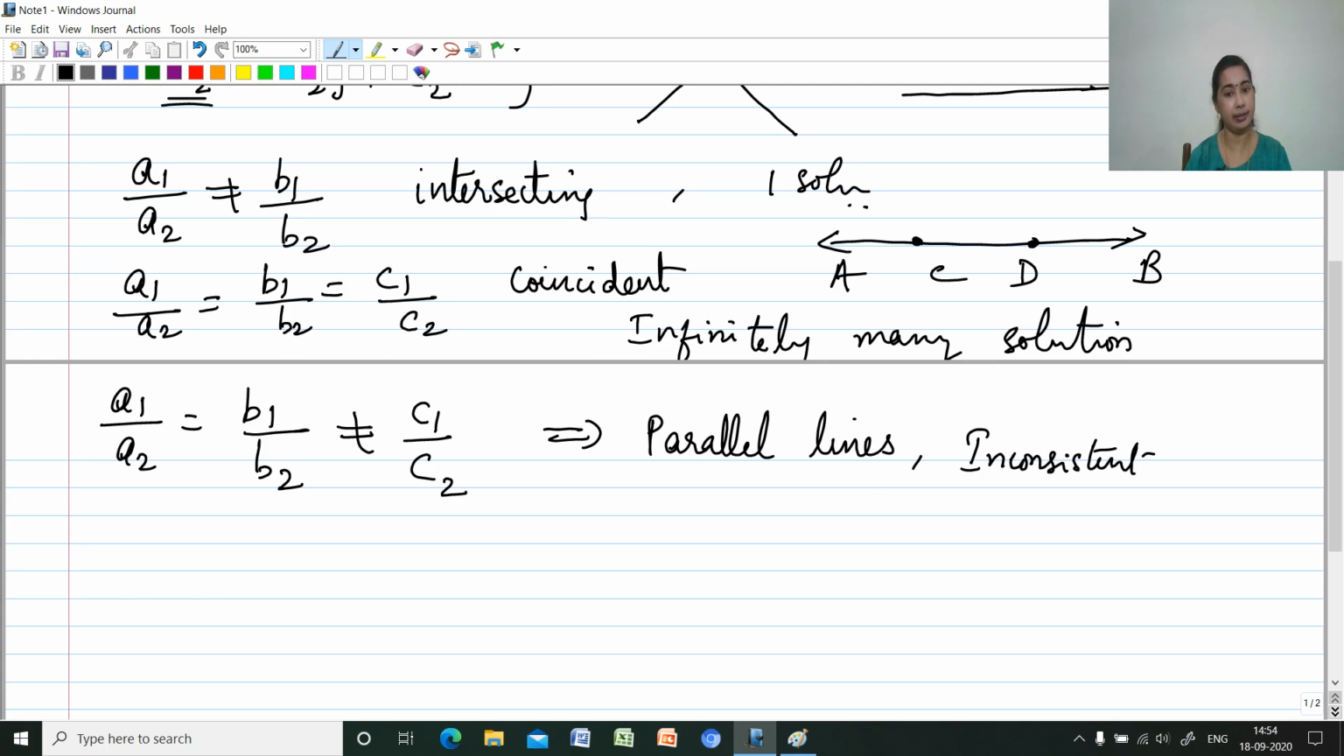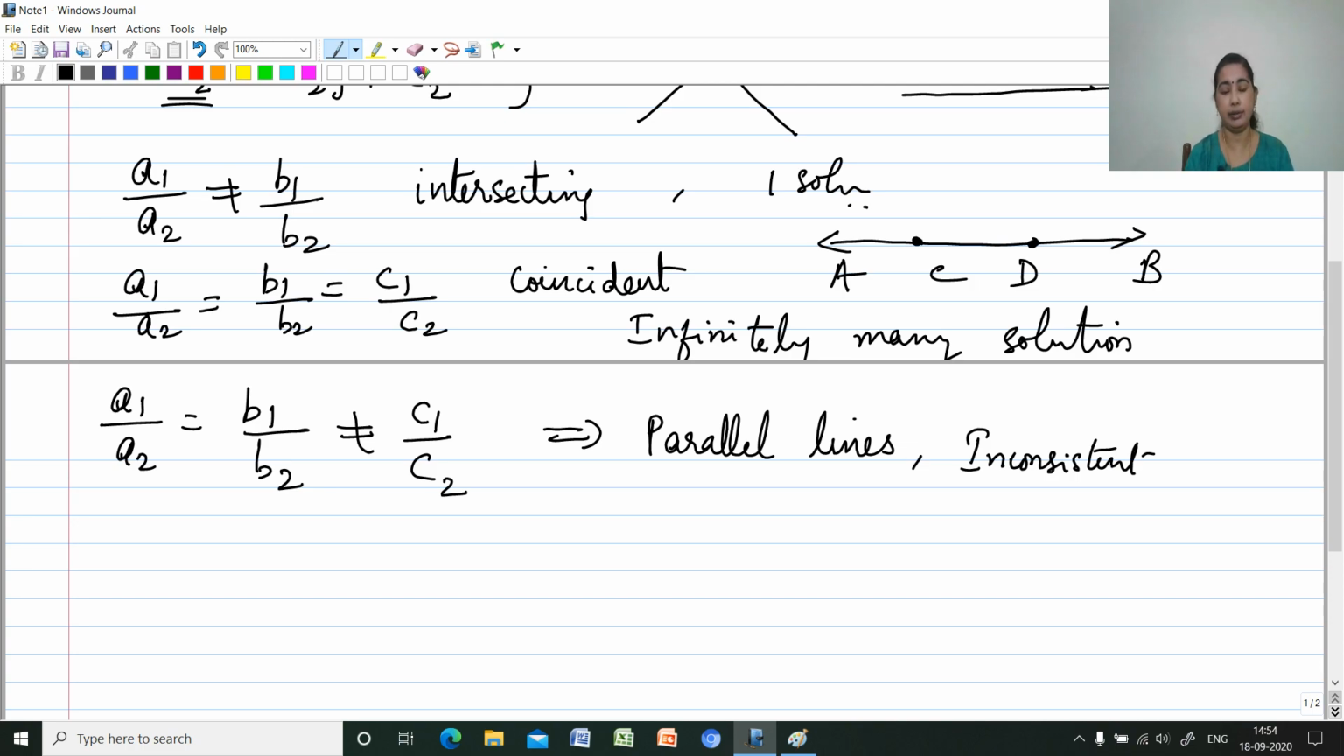What about parallel lines? A1 by A2, that's the coefficient of x, equal to B1 by B2, the coefficient of y, will not be equal to C1 by C2. In that case, we call them parallel lines. They are inconsistent because parallel lines will not meet anywhere. They will go on parallel to each other.